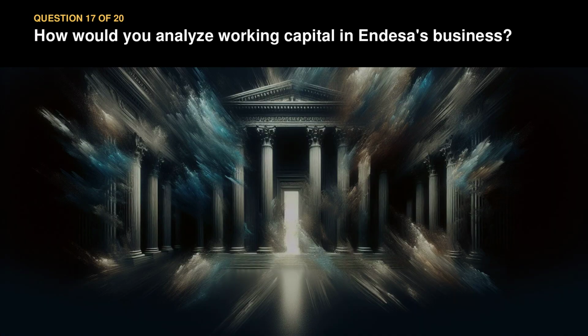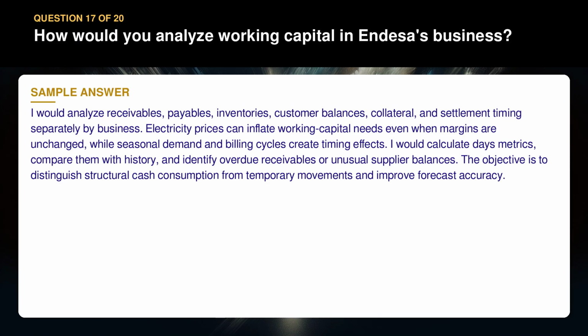Question 17. How would you analyze working capital in Endesa's business? I would analyze receivables, payables, inventories, customer balances, collateral, and settlement timing separately by business. Electricity prices can inflate working capital needs even when margins are unchanged, while seasonal demand and billing cycles create timing effects. I would calculate days metrics, compare them with history, and identify overdue receivables or unusual supplier balances.